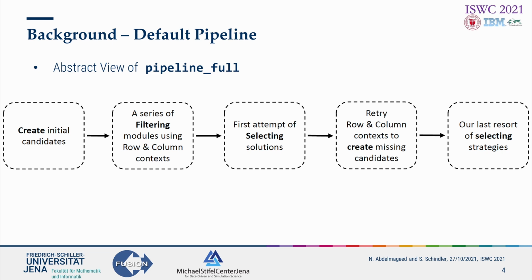Our default pipeline consists of several modules. This figure shows the abstract view of it. The first component creates as many candidates as possible. The second one consists of a series of filtering functions that exploits the row and the column contexts. The next component is our first attempt to select solutions, followed by creating missing candidates using the row and column contexts as well. The last component represents our last resort of selecting candidates.